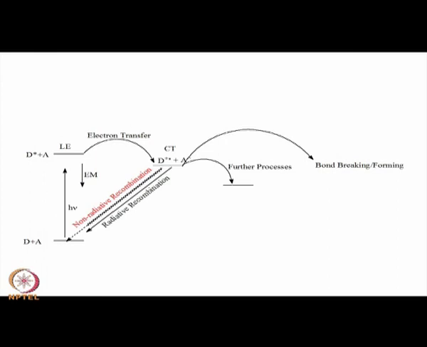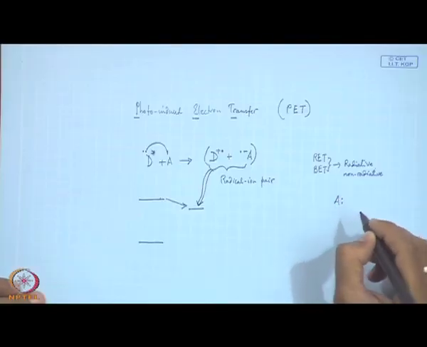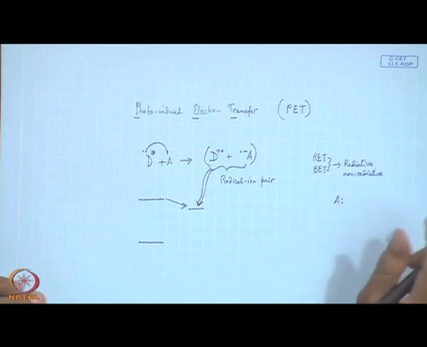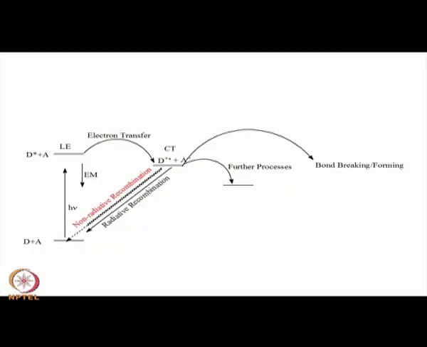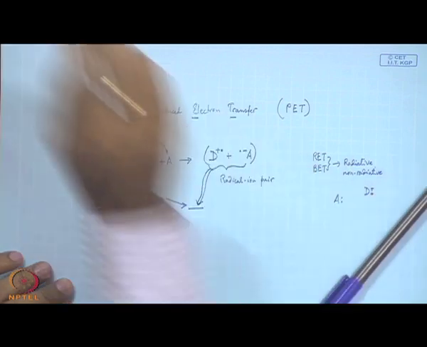So, the second one is a diradical, I mean this A double dot can be a diradical, or maybe the other one, that is D having 2 holes. It is like that.